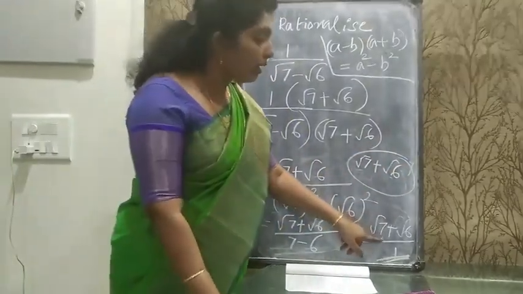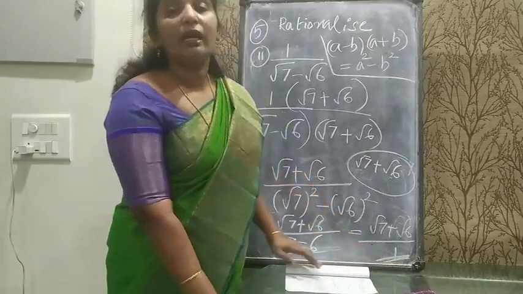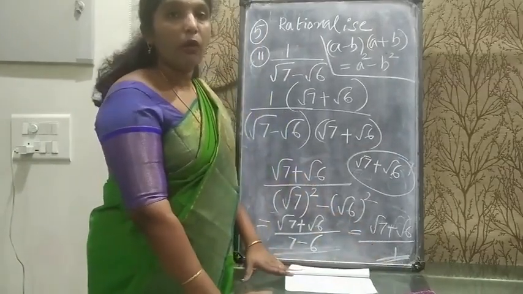So here you can see the denominator is 1 which is a rational number. I hope it is clear.